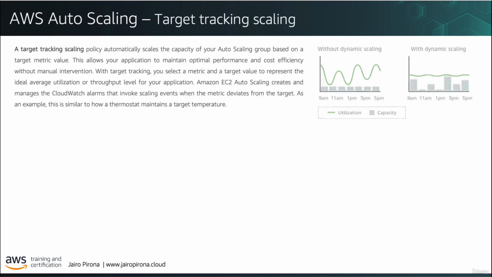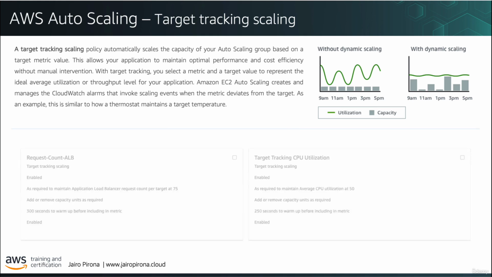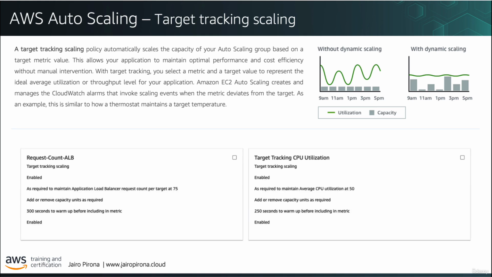scaling. Target tracking scaling allows you to adjust the capacity of your auto-scaling group based on a CloudWatch metric and a configured target value. CloudWatch, as we know, is the AWS monitoring service. So, you can have a target tracking policy that tracks the average CPU utilization of the group and keeps it at 50%. Also, you can use multiple target tracking scaling policies together, as long as each uses a different metric. For example, you can have one policy that tracks CPU utilization and another policy that tracks the average request count per target for an application load balancer, or ALB.